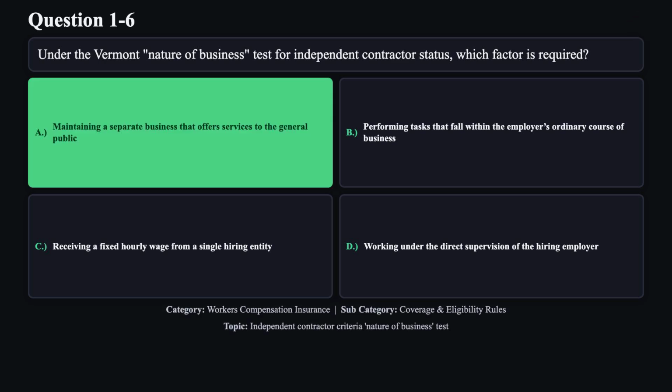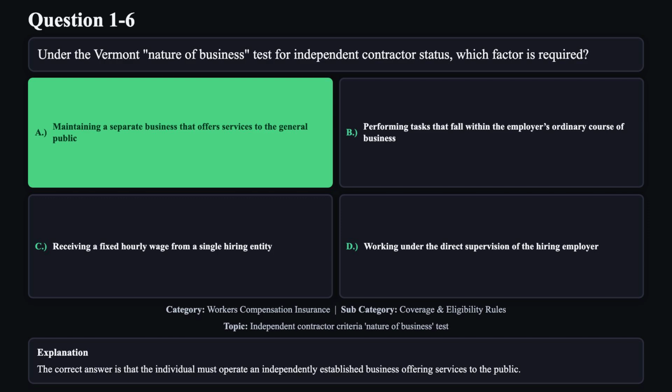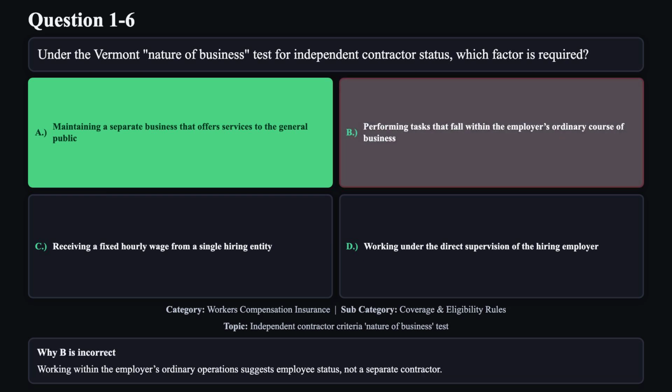The correct answer is A. The correct answer is that the individual must operate an independently established business offering services to the public. Reason B is not correct. Working within the employer's ordinary operations suggests employee status, not a separate contractor.